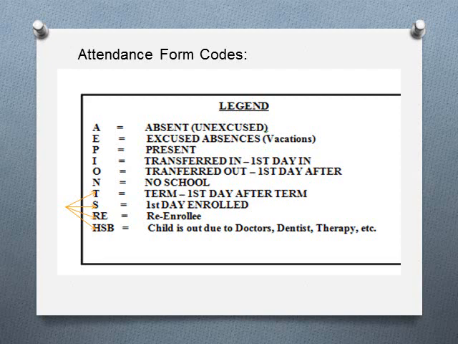The same applies for RE. RE is used to document the first day that a child is re-enrolled in the program. Lastly, HSB means that the child is absent due to Head Start business. In this case, the child is absent in order to see a doctor, dentist, attend therapy, or etc., as required by the program. Now, let's see this form in action.